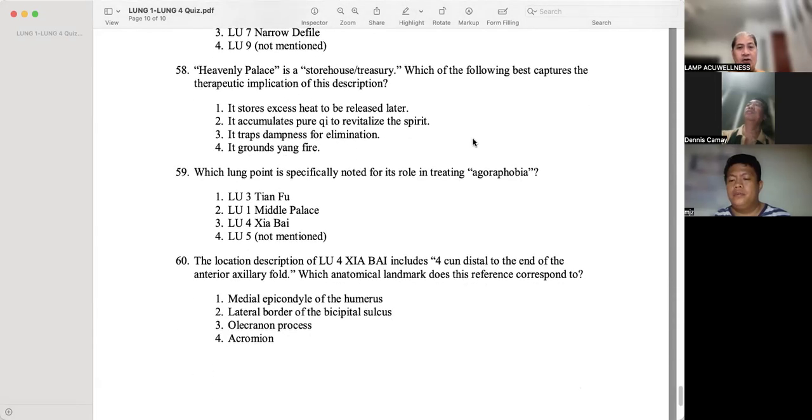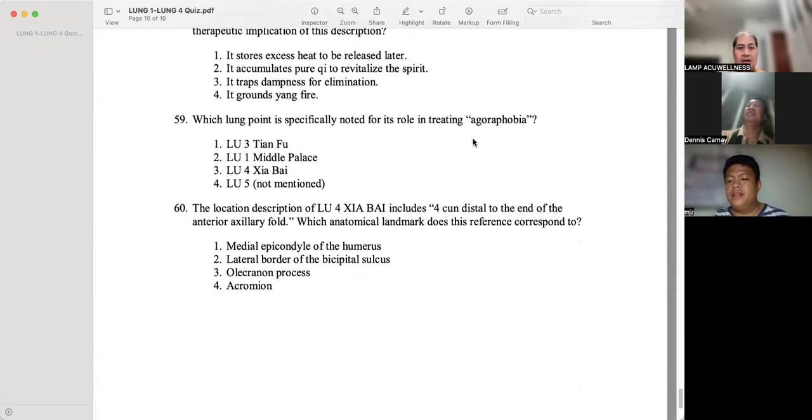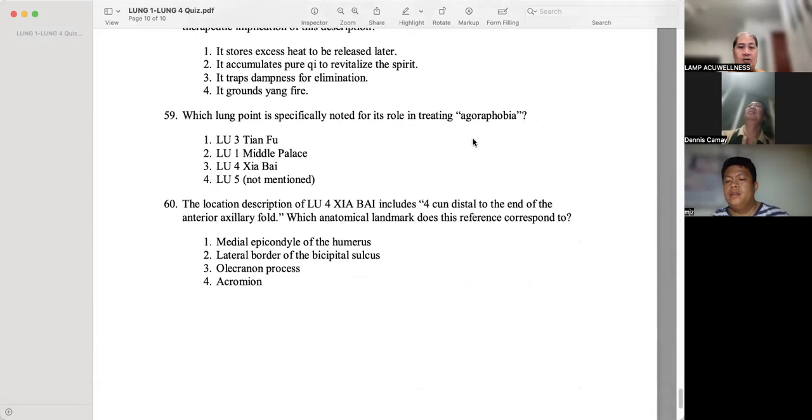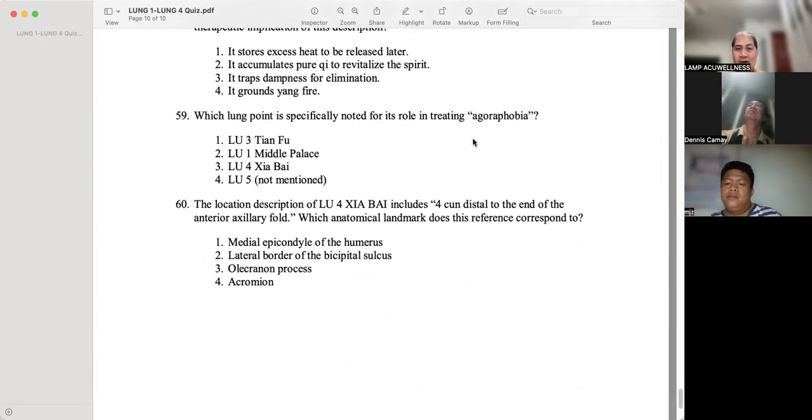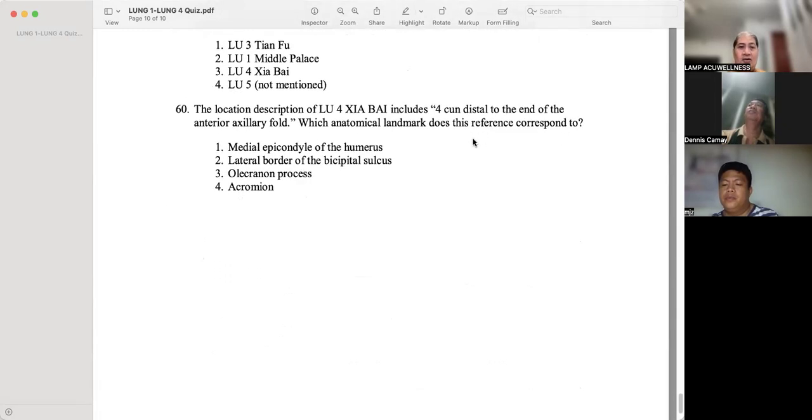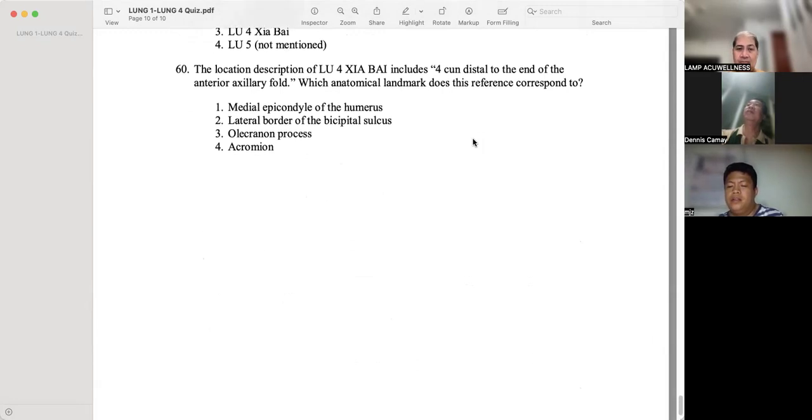Heaven balance is the storehouse treasury. Which of the following best captures the therapeutic implication of this description? To accumulate pure chi to revitalize the spirit. Which lung point is specifically noted for its role in treating agoraphobia? Lung 3 Tian Fu. The location description of lung 4 includes distal to the end of the anterior axillary fold. Which anatomical landmark does this reference correspond to? Lateral border of the pectoralis.